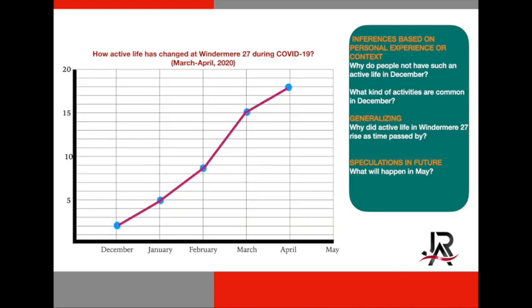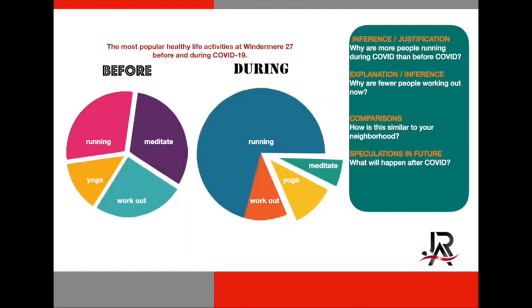With a variation of a graph that shows trend, we can ask students to engage and produce inferences based on personal experiences or context, to generalize, or to speculate about the future. When we present the information in pie charts, students have the opportunity to infer, or to justify, to explain or infer, to make comparisons, and to speculate about the future.